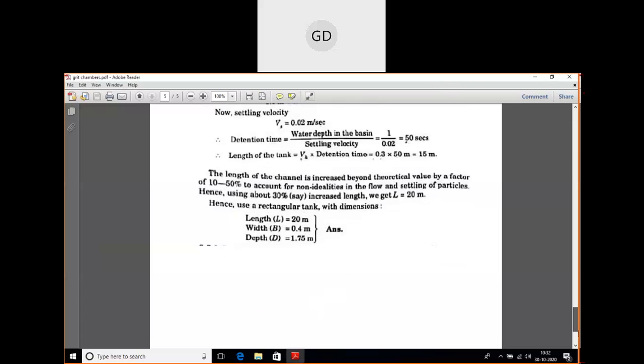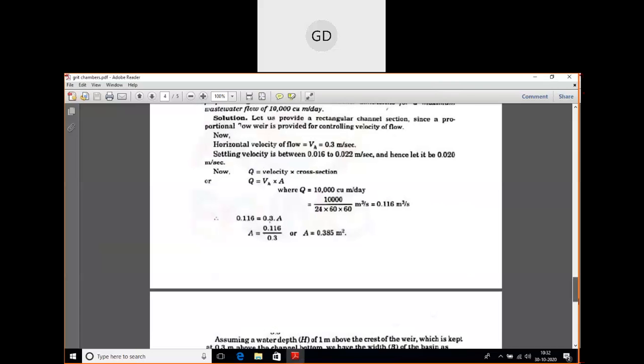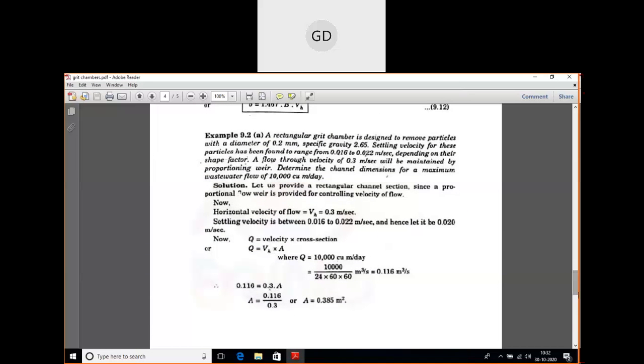Clear? So this is a design-based numerical. You need to go through it one, two, three times, then you will understand it better. Today I will share this material with you so that you can go through it at home.